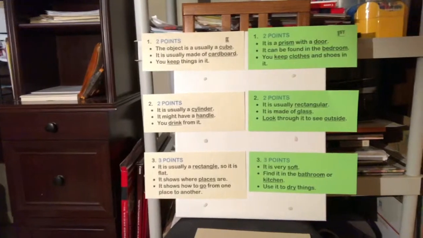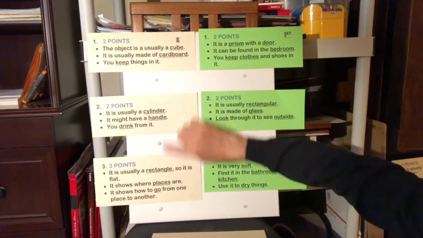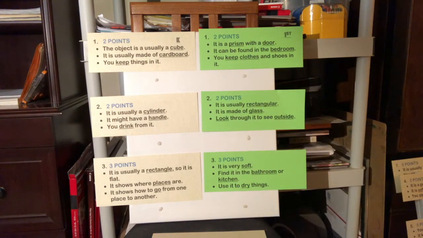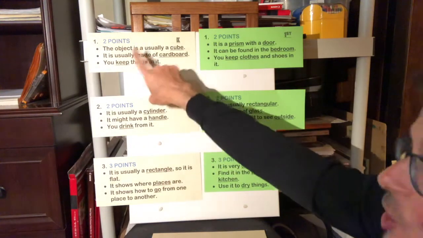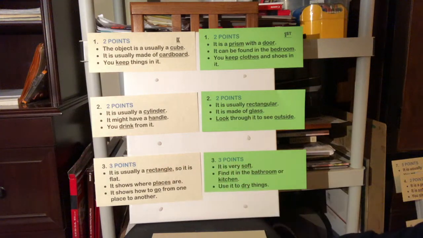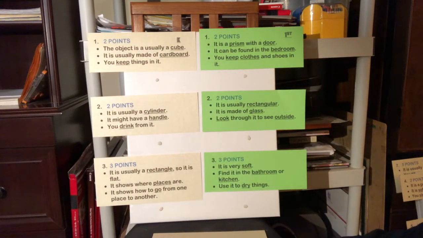And there it is. Now I've got the kindergarten cards in tan and the first grade cards in green. Each card has the clues, and the number of points that you'll earn for reading that word and finding the object. Let's get started with number 1 for the kindergartners.